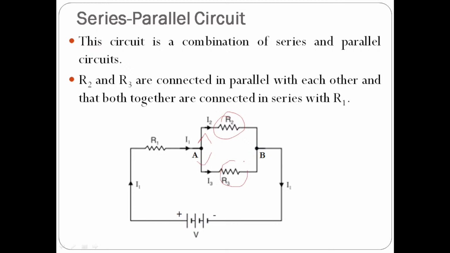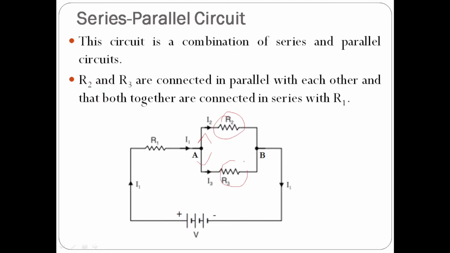Whatever current that has entered should come out. What is I1 equal to? I2 plus I3. Here I1 equals I2 plus I3. Here also I2 plus I3 should be equal to I1. So when you add these two currents, you are getting I1. The current coming out of this whole circuit is I1.